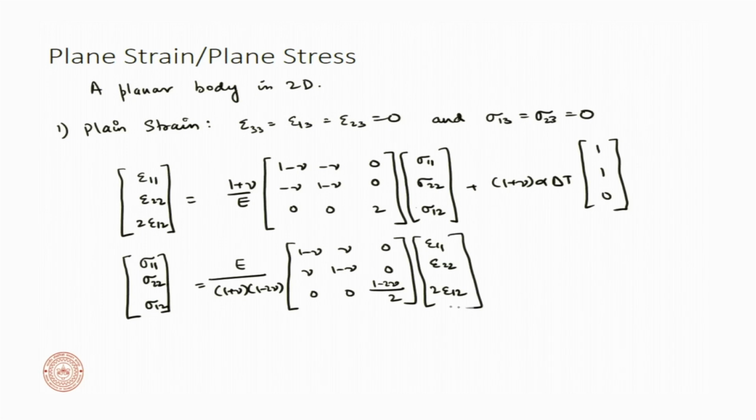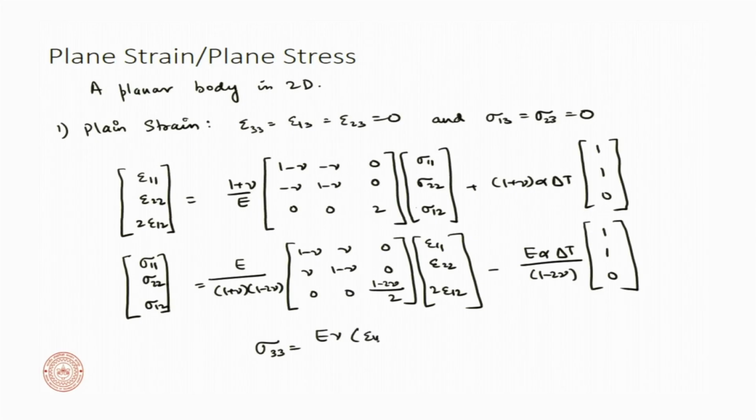Two epsilon 1 2. Please remember to write this 2 epsilon 1 2 minus E alpha delta t, 1 1 0. Okay, so this is what we have. Our sigma 3 3, we need to write it separately, is E nu (epsilon 1 1 plus epsilon 2 2) divided by (1 minus 2 nu)(1 plus nu) plus E alpha delta t over 1 minus 2 nu. Okay, because we cannot express this third term in this matrix, so sigma 3 3 is found out separately, and then this matrix exists. Right.